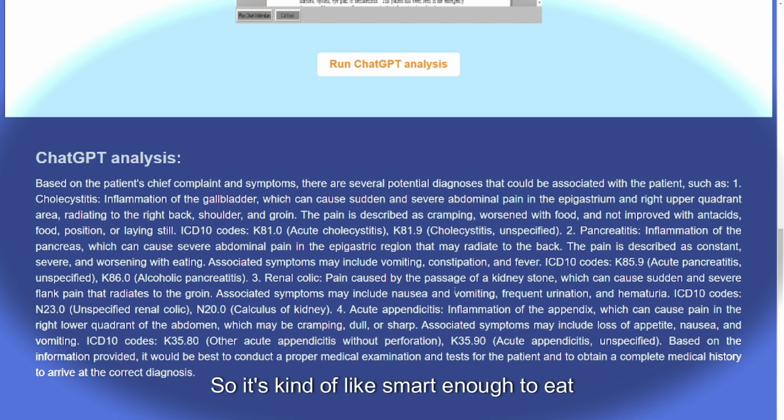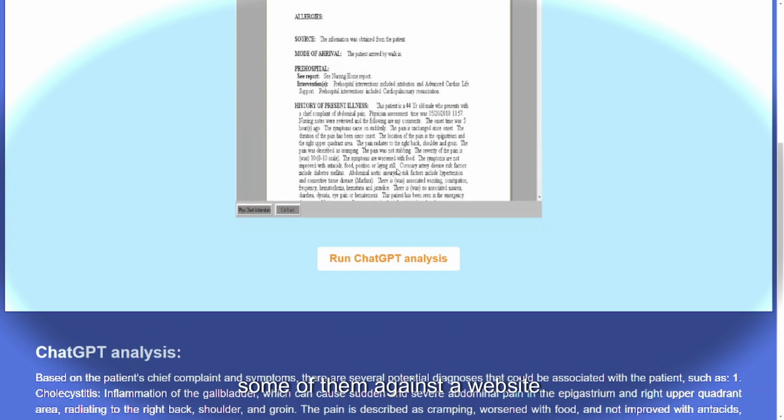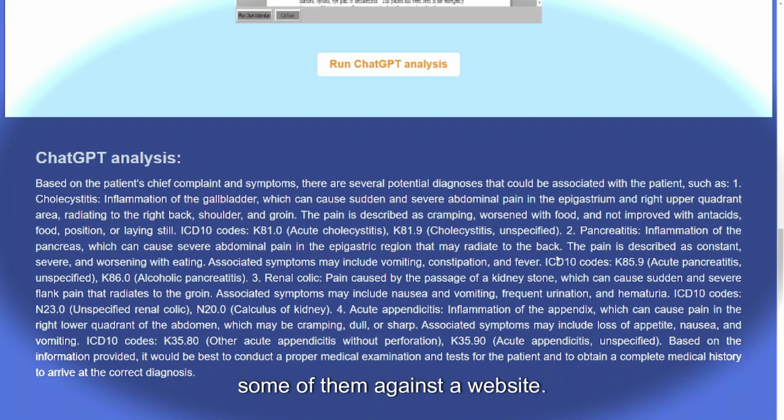So it's kind of smart enough to figure it out by looking at a note, identify the ICD codes based on its training data, and these codes are correct. I've identified and cross-checked some of them against the ICD-10 website. So it seems to be working fairly good.